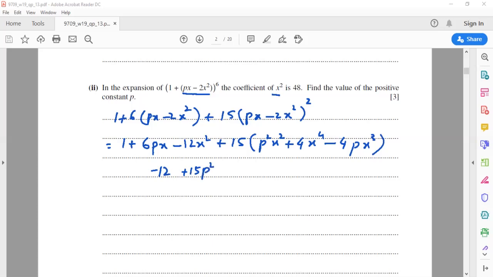Now it is mentioned that the coefficient is 48, so let's place it equal to 48. Now 15p square, when this 12 goes to the other side, it becomes positive, so it becomes 60. Dividing by 15 becomes 4. Now by taking the square root, it is plus minus 2, but since it says that p is a positive constant, p is equal to 2, neglecting the negative one. So let's go to the next one now.